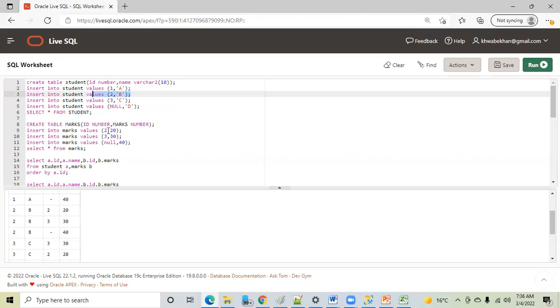So it will do a handshake with this 2. That's why you got 2B 220. Then it will do the handshake with the next record, 2B 330, then 2B null 40. So if you have not mentioned any joining condition, it will match it with all the records and give you the result. Hope that is clear.